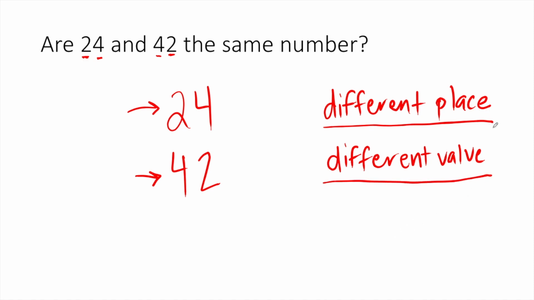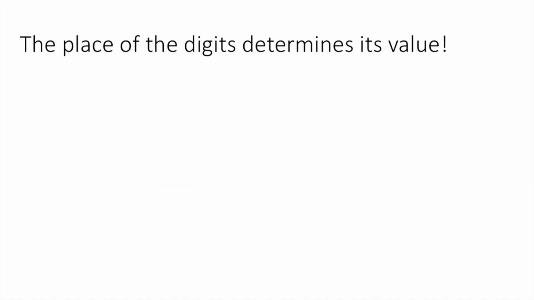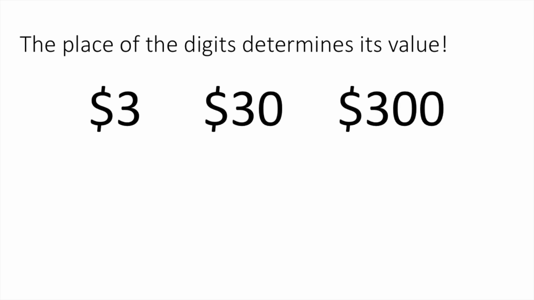And that's why you always hear people talking about place value, because the place determines the value and the value determines the place. Here's another way to think of it. Let's think of $3, $30, and $300. These all have a 3, but because of the zeros, putting that 3 in different places, these are not worth the same at all. You would not be as happy with $3 as you would with 300, right?